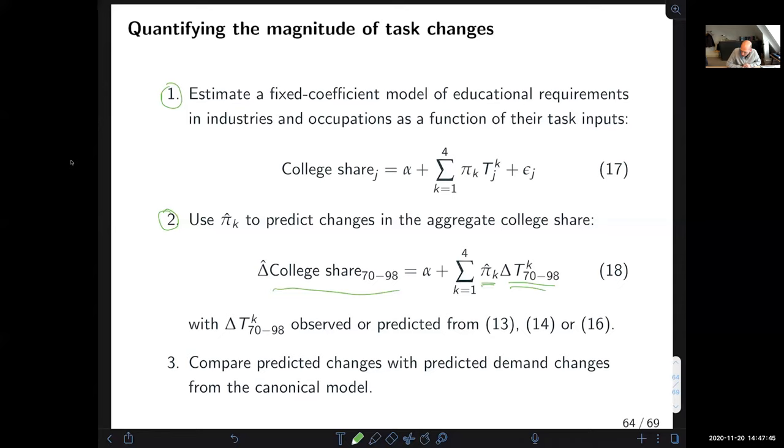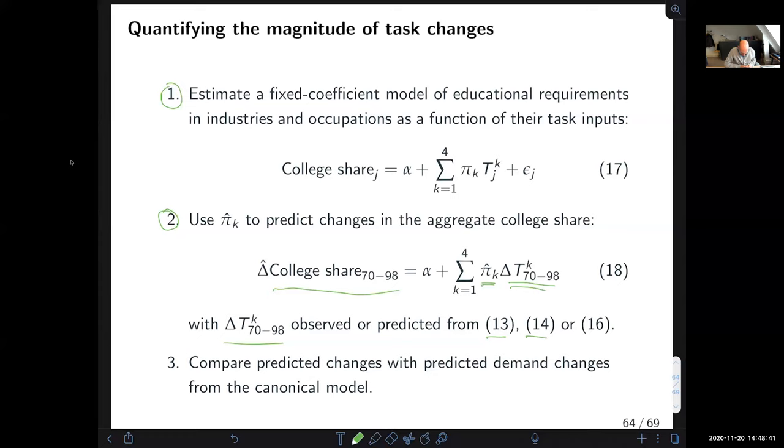And you can take different variables as your change in T_k. You can take the observed changes that we documented, but you can also take the predicted changes from the analysis that we did, where, for example, equation 13 was predicting task changes using the within-sector change in computer use from the CPS, or the more contemporaneous NIPA measures of computer investment. Those are both predicting changes using between-occupational variation in task content.